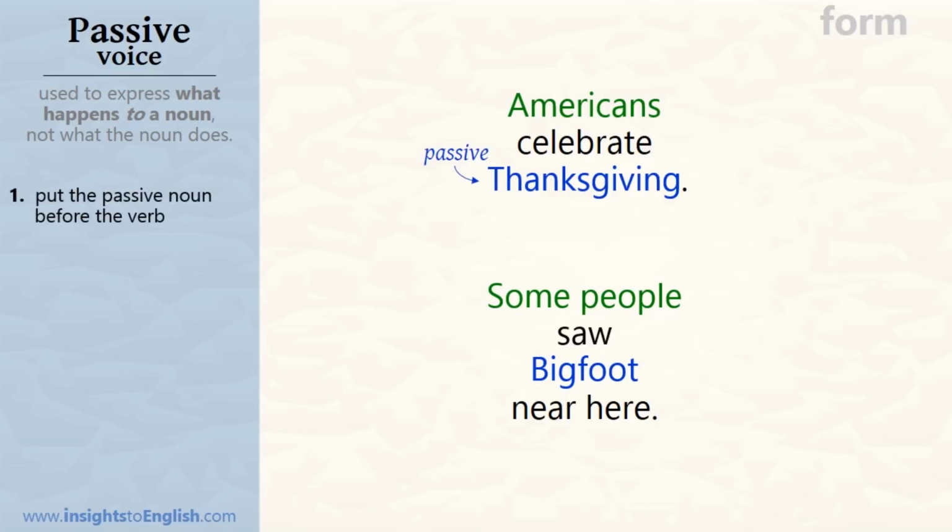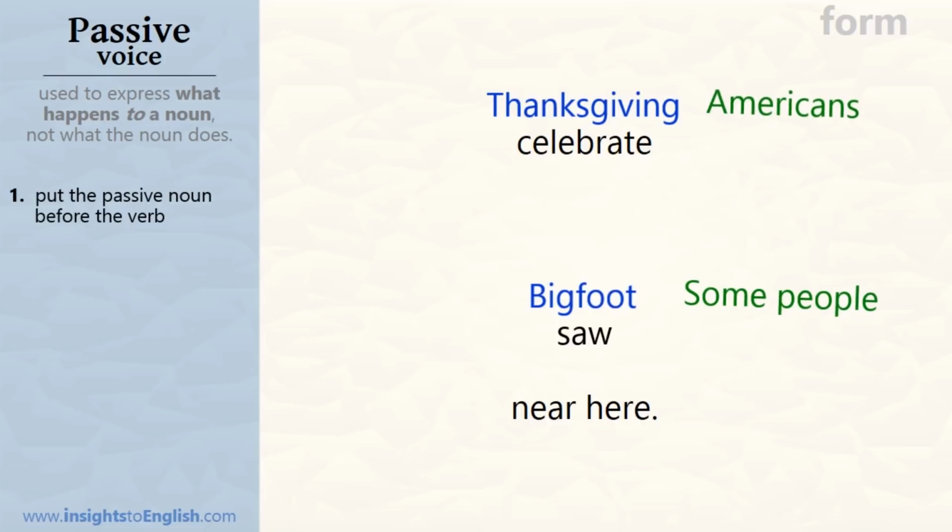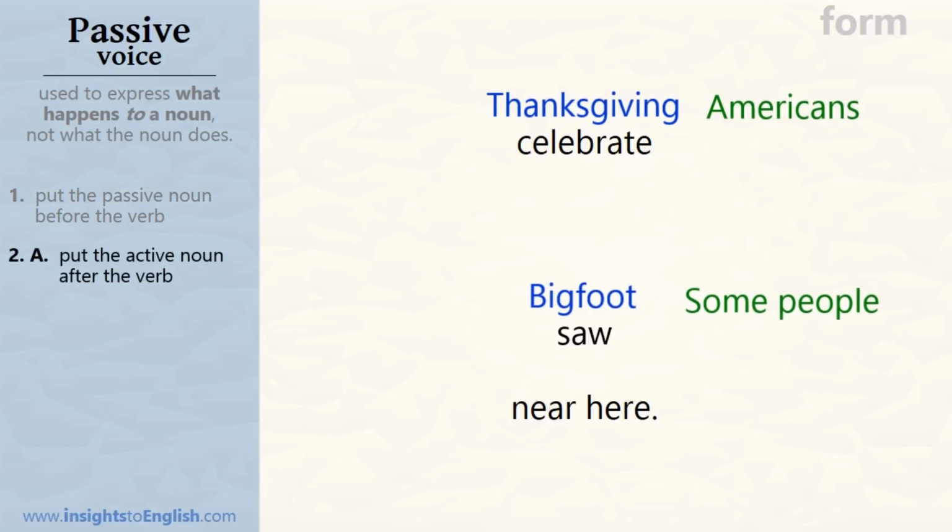First, we need to put the passive noun before the verb. Where the active noun is now? Right. Okay, then where does the active noun go? That's the next step. You have 2 options. A, put it after the verb.